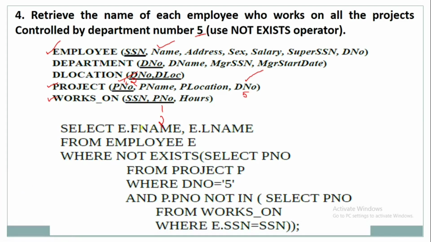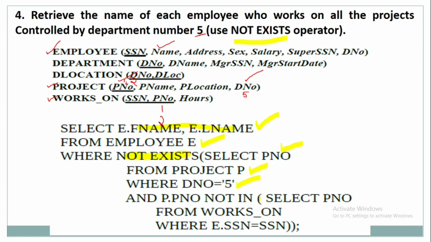Select first name and last name from the employee table, and as asked in the question, we have to make use of the not exists operator. Now what we have to use is select project number from the project table where department number is equal to 5. Let's say 5 is controlling project number 1 and 2. Next, I want to identify the employees who work in both 1 and 2. For that I need the works on table.